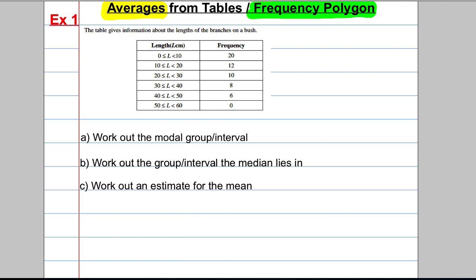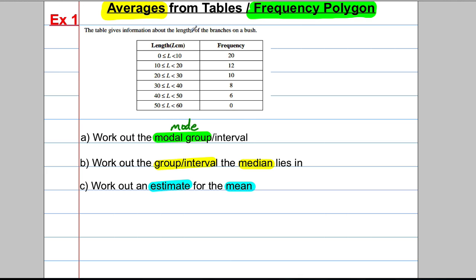So let's deal with the averages first. They can ask you the following. Work out the modal group. That just means the mode, but you would write it in terms of the group. The next one they would ask you is the group that the median lies in. And the last one, they would ask an estimate for the mean.